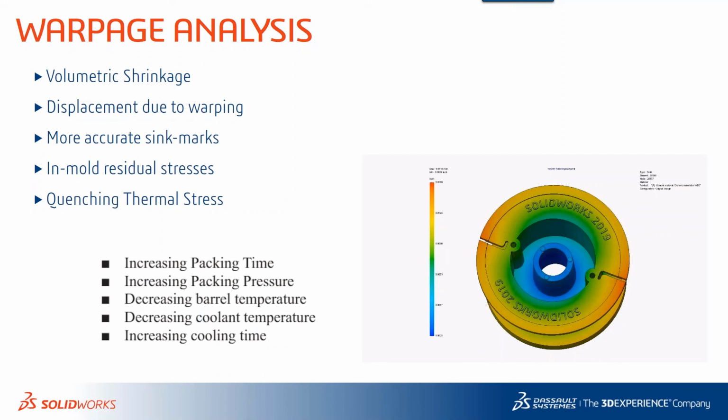So a few things that can help with warping are things like increasing packing time, increasing packing pressure, decreasing barrel temperature, decreasing cooling temperature, and increasing cooling time.